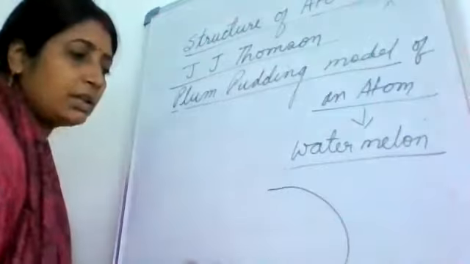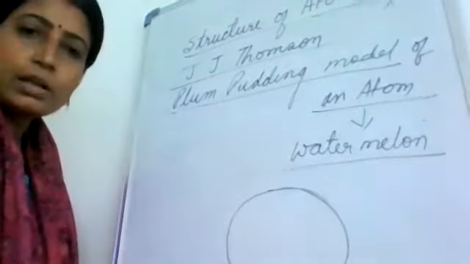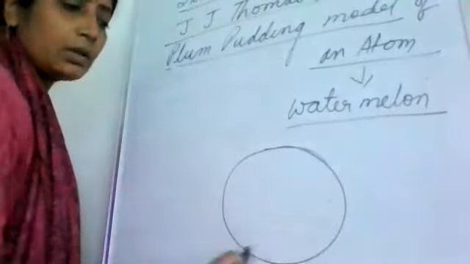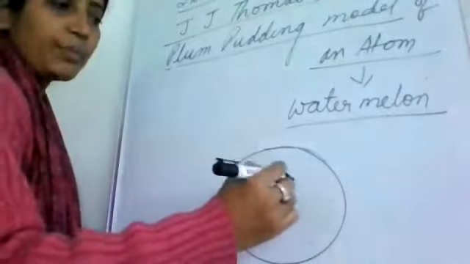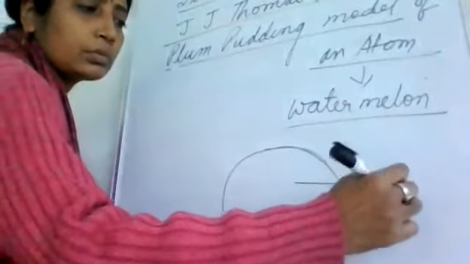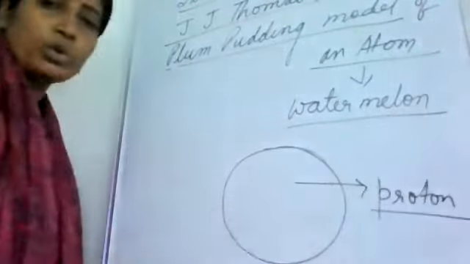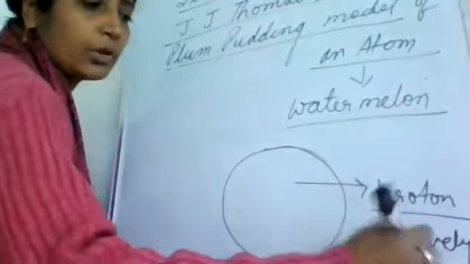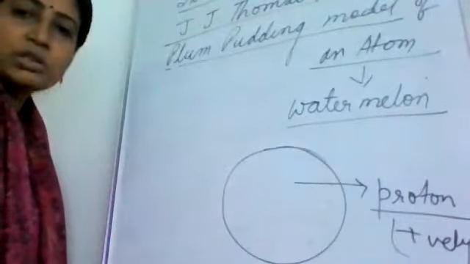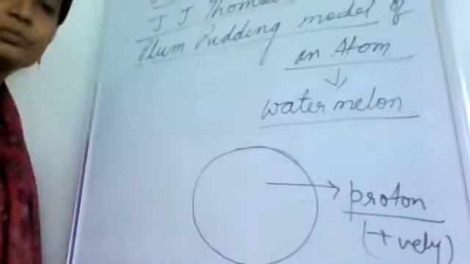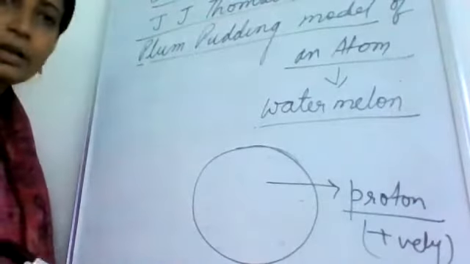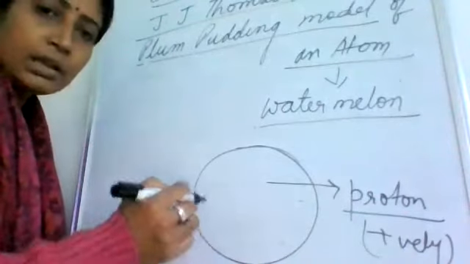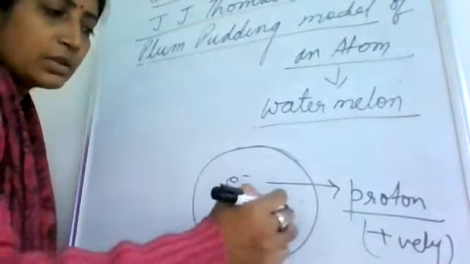He said the atom is like a sphere, where the entire sphere is made up of protons. Proton is a positively charged particle. And then he said that in this sphere of positive charge, negatively charged electrons are just scattered.